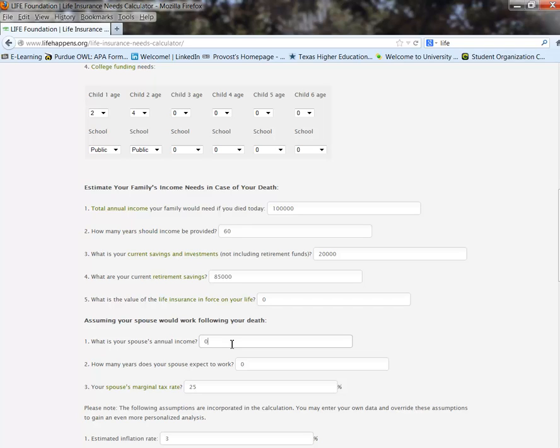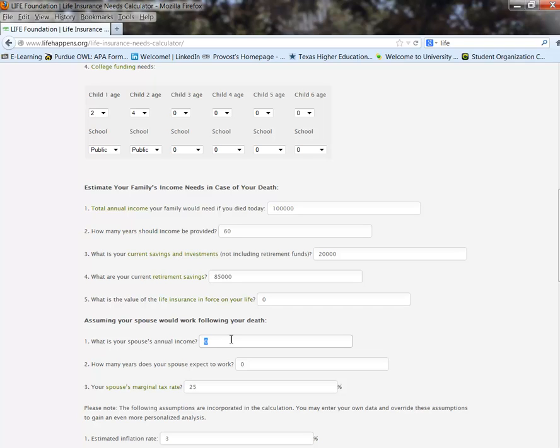Some of them may not have the training to go in and get a certain job. They might have to go back to school, etc. So you want to be very conservative with the numbers you use here. You guys are smart enough to figure this out for your own situations. But in this situation, I'm going to say that the spouse is working.